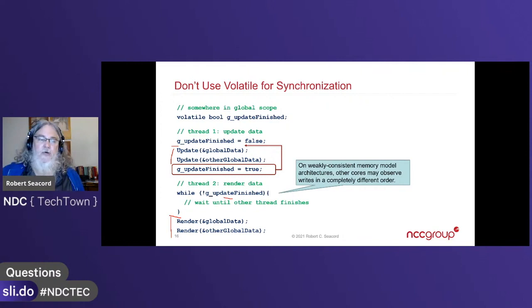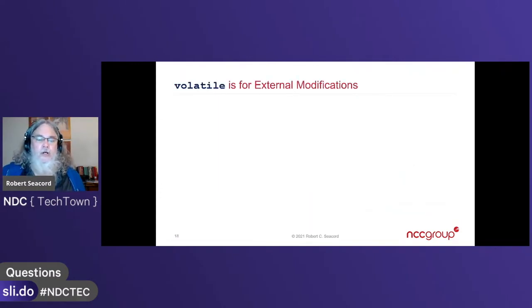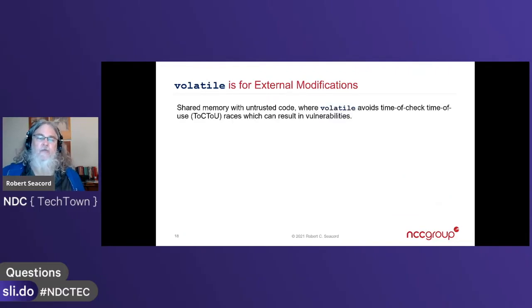So again, you don't want to use volatile for synchronization. It's not designed for this purpose. It can be a bit confusing because in Java, volatile can be used for synchronization because they have a different memory model, but in C and C++, it cannot.